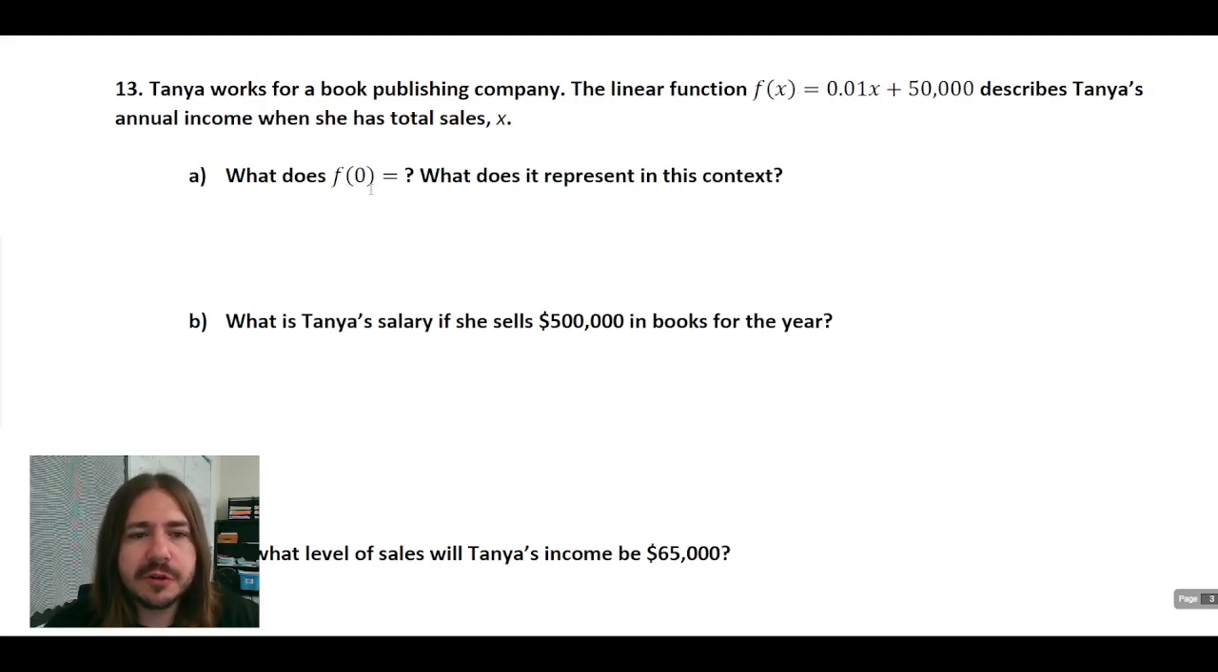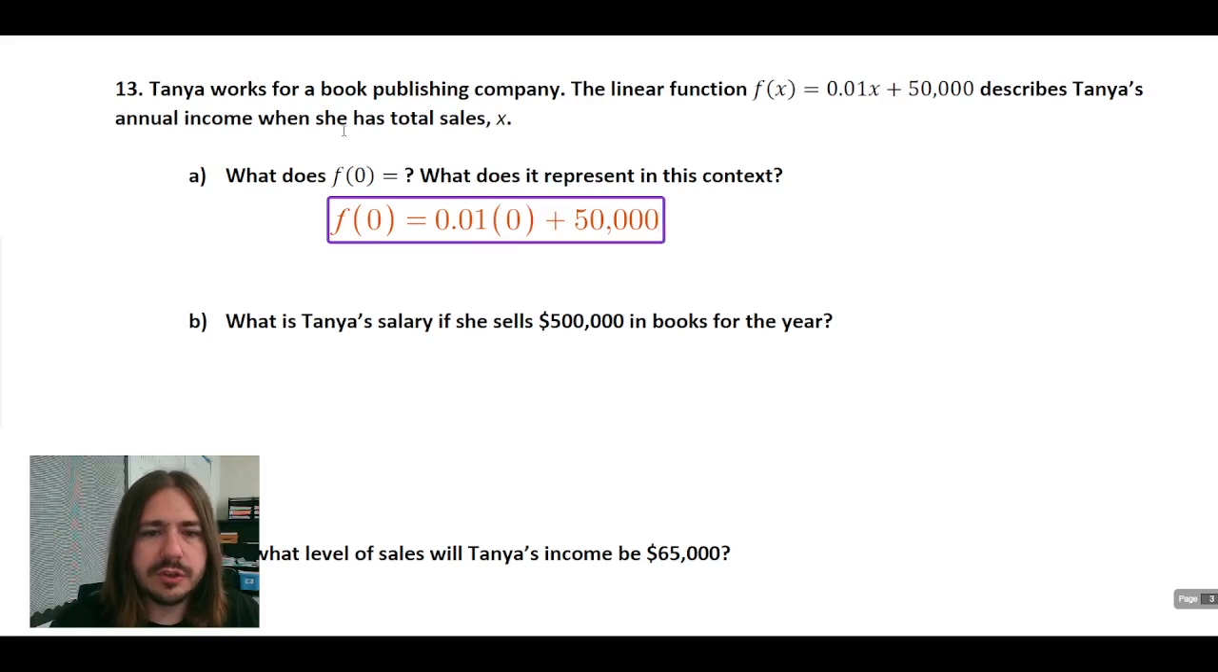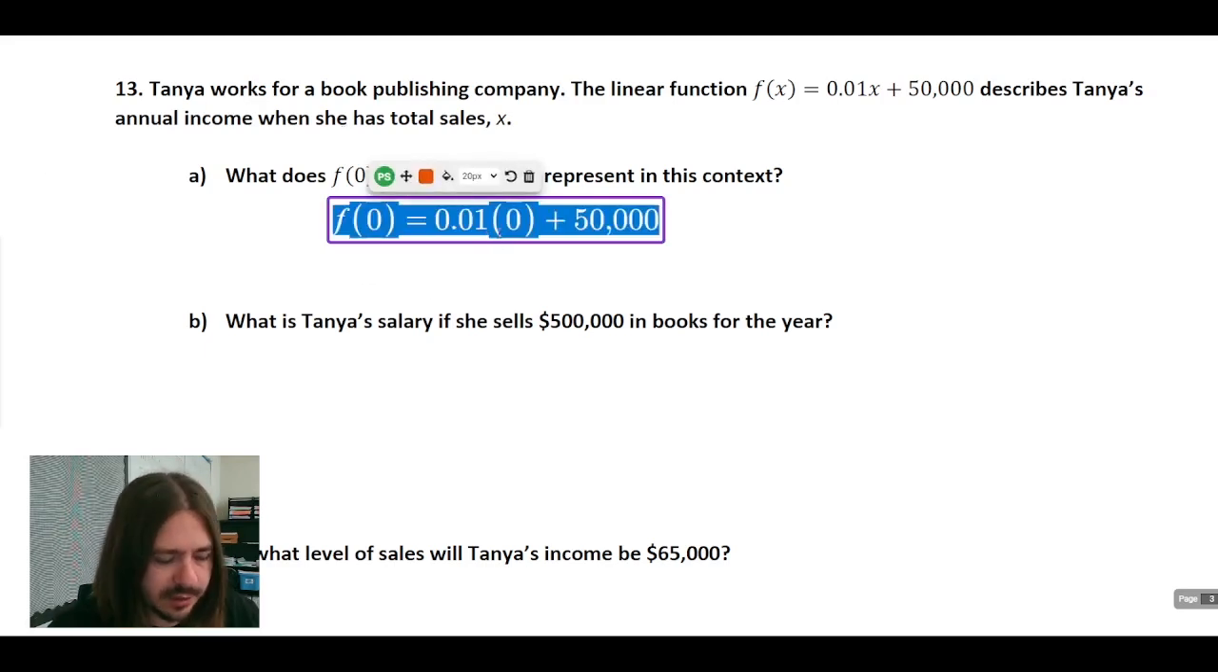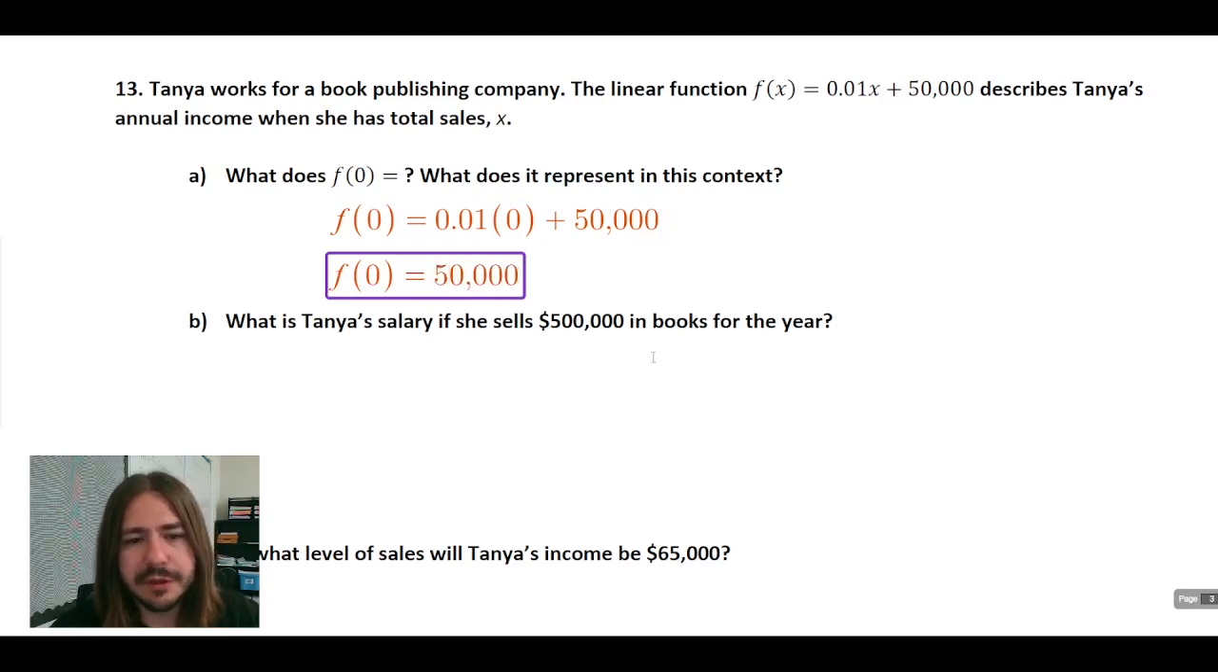This says, what does f of 0 mean? Or what does it equal? So f of 0 is going to be what you get when you substitute 0 into the equation. So it would be 0.01 times 0 plus 50,000, which, times 0 is not going to do anything. It's just going to make it equal to 0 plus 50,000. So f of 0 equals 50,000. Not really much to say about that one.